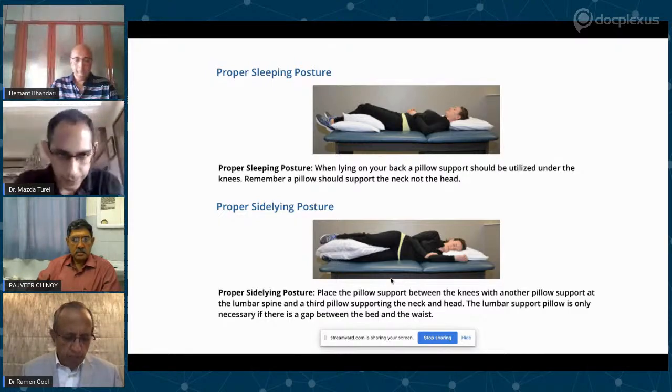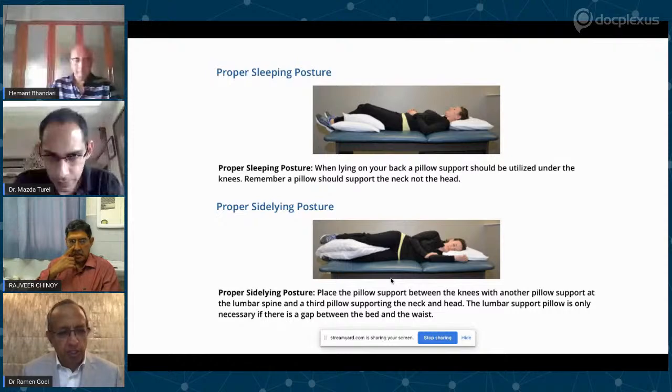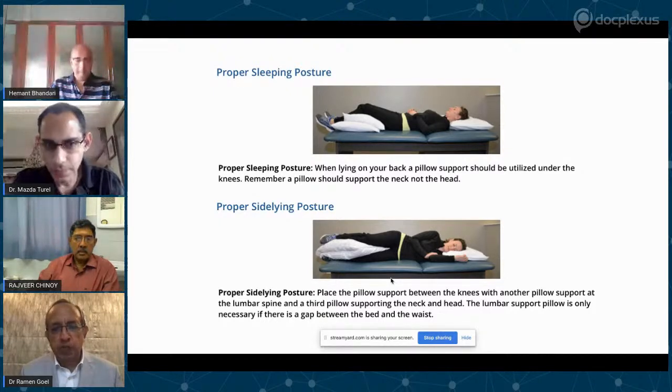We have these morbidly obese patients who sleep always on their tummy. They find it very difficult to sleep straight because they get breathless. And so, how can that be helped? Any specific instructions for that?